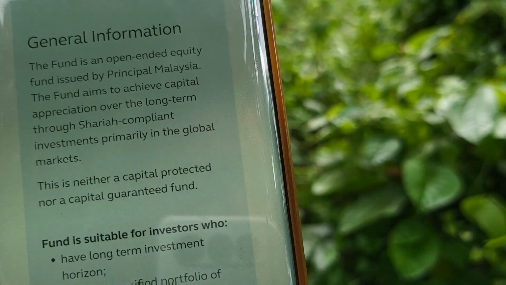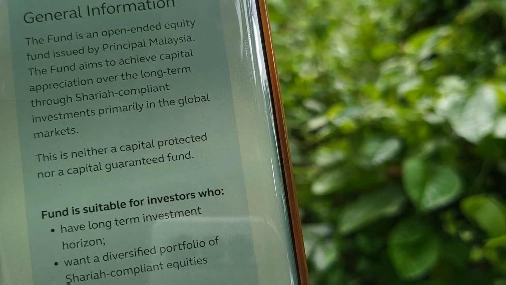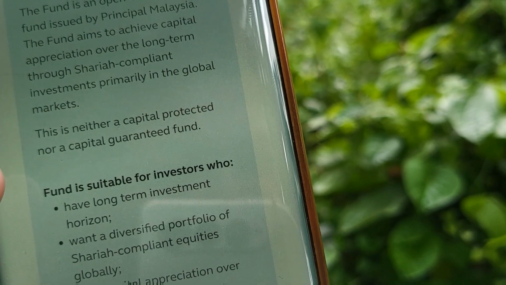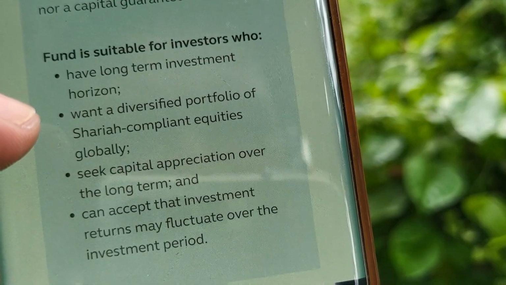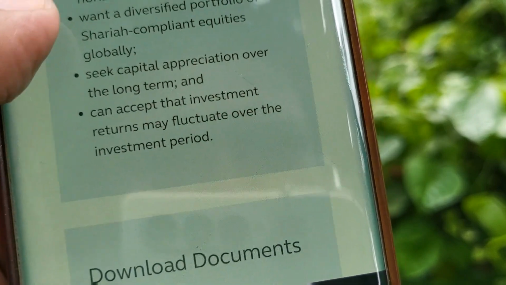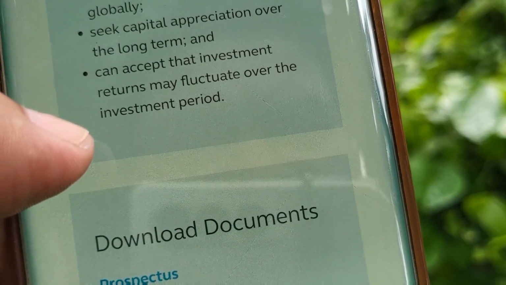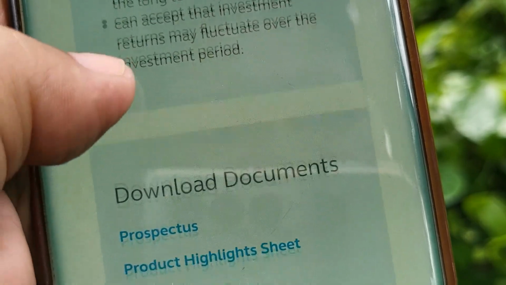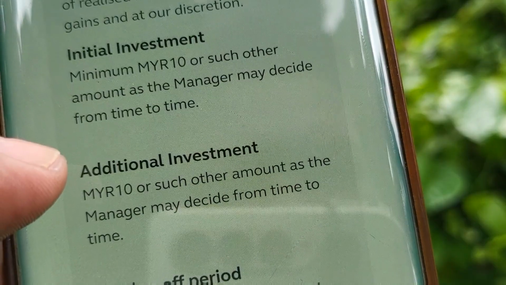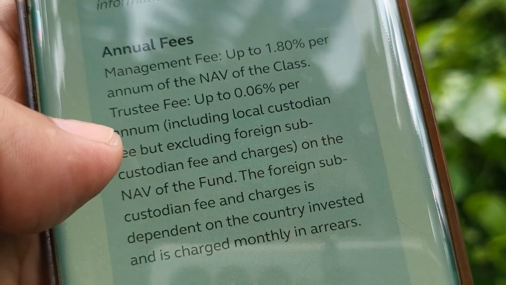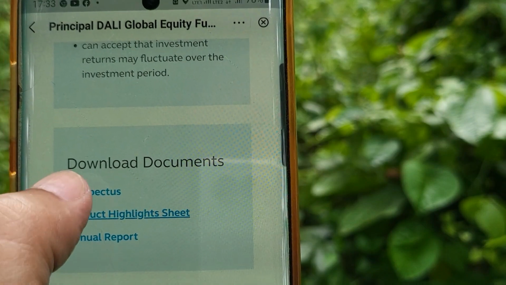So that's quite handy. The fund aims to achieve capital appreciation over the long term through Sharia-compliant investment, primarily in the global markets, and is neither capital protected nor capital guaranteed. The fund is suitable for investors who have a long-term investment horizon, want a diversified portfolio of Sharia-compliant equities globally, and can accept that the investment returns may fluctuate over the investment period. Income distribution would be on an ad hoc basis, the initial investment is just 10 ringgit, the management fee is 1.8%, and the trustee fee is 0.06%. So let's have a look at the prospectus of the fund.